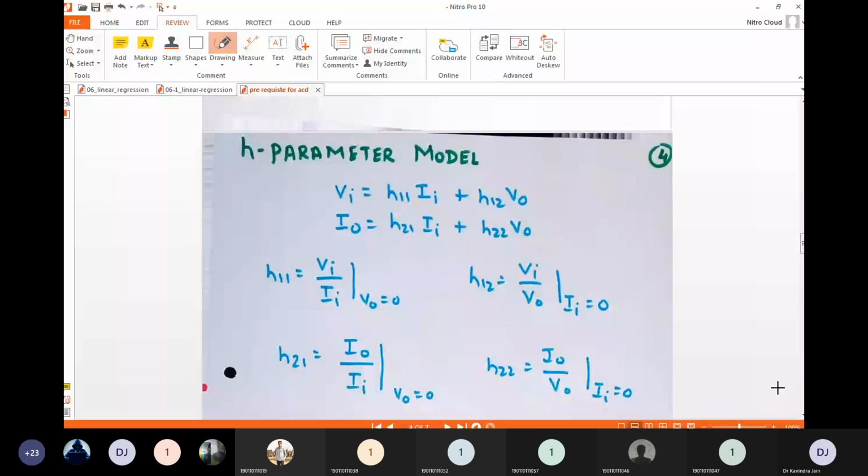I hope you remember how we calculate all these four unknown parameters. So Vi upon Ii, that is input voltage upon input current, can be termed as input impedance.